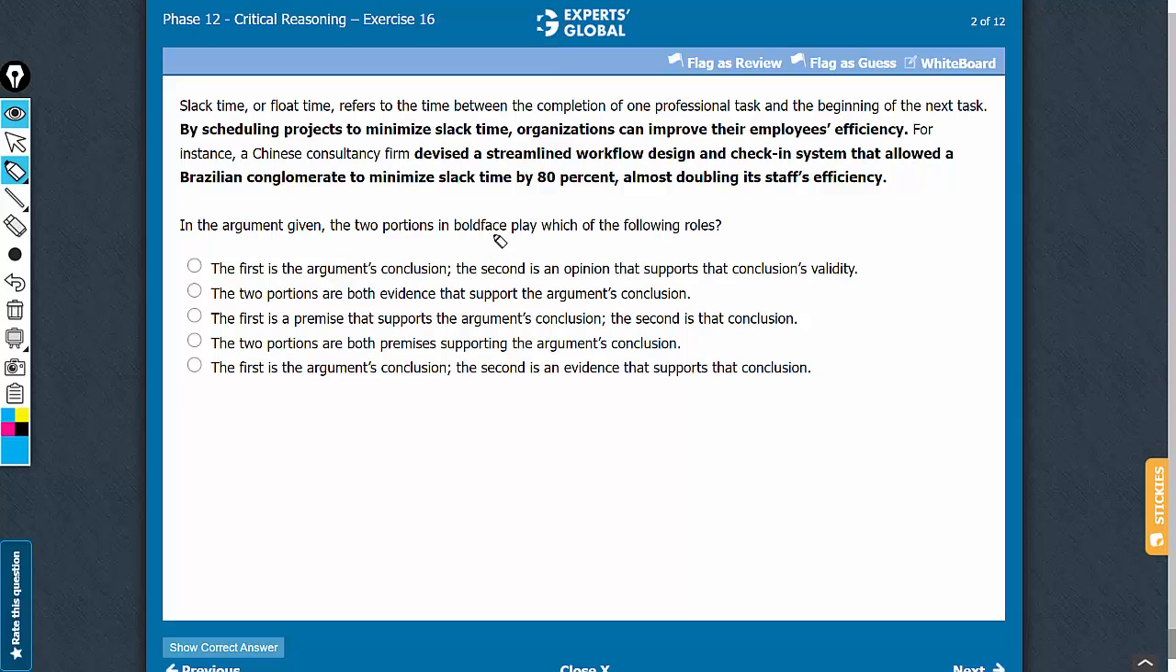Step 1. Figure out the conclusion of the argument. See, this part here is the conclusion. Step 2. Link the two portions in boldface with the conclusion. So we know that the first boldface itself is the conclusion, and the second boldface here is an example.